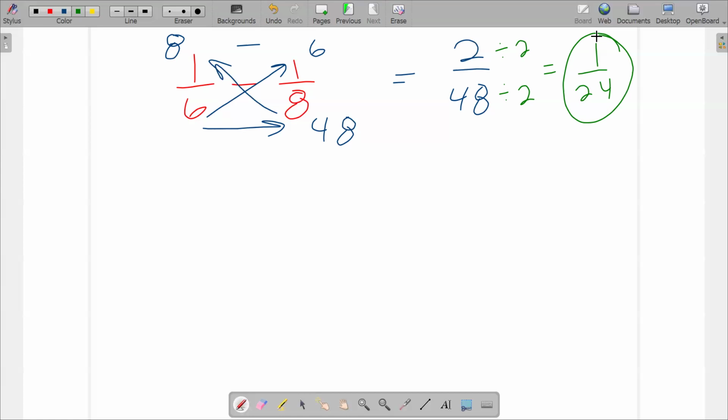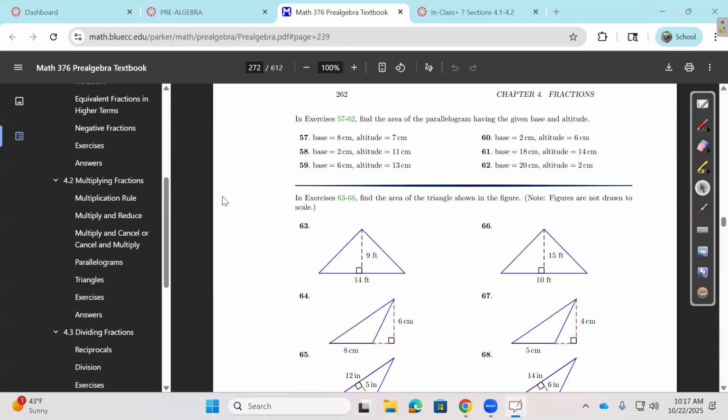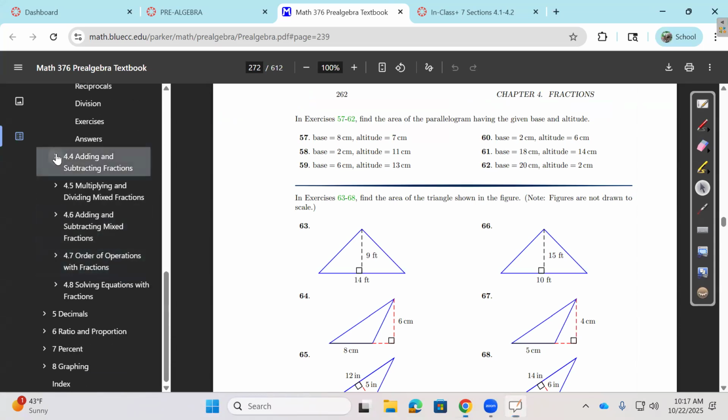Okay, Savannah wants 57. That's section 4.4.